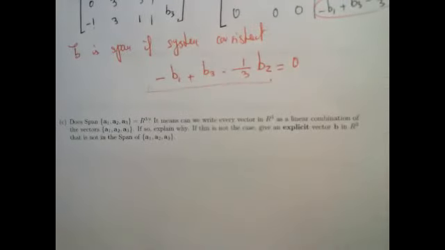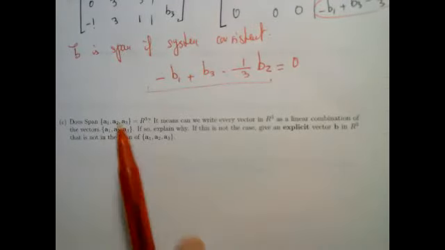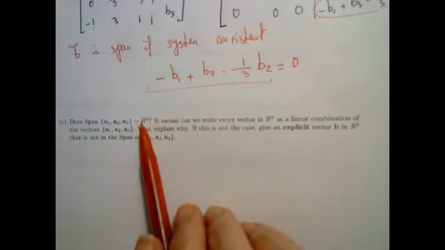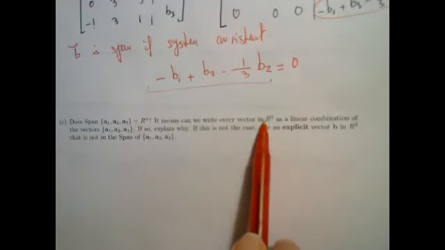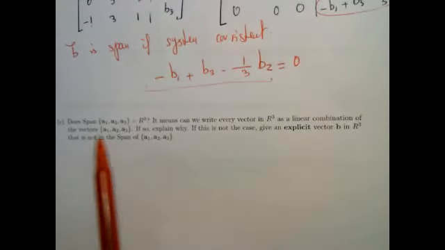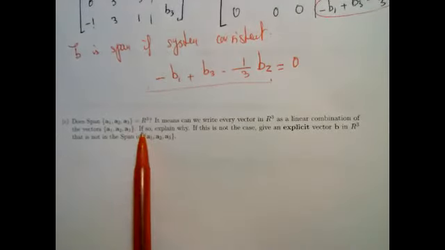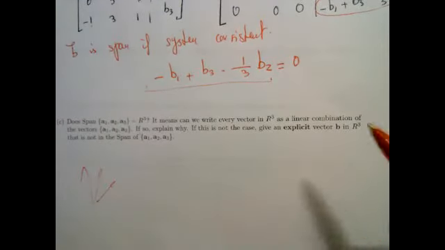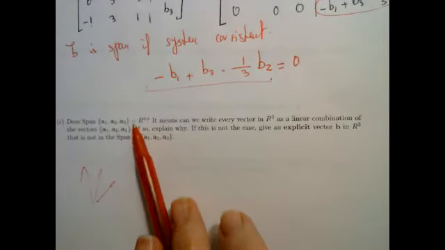Okay. Now, my last question here: is the span equal R3? What does this mean? It means if I pick any vector in R3, can I write it as a linear combination of the vectors A1, A2, and A3? So now I have the 3 vectors in R3. I don't know how they are in a way. And my question is, is it R3?